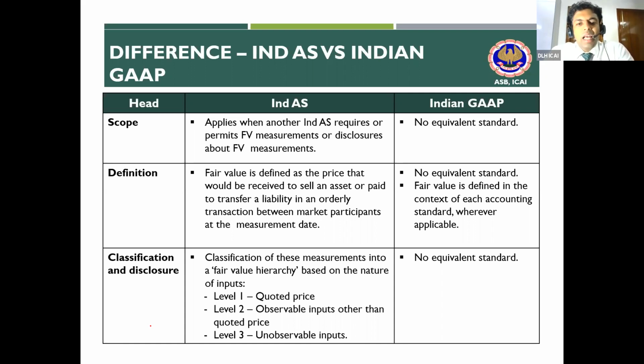Next, we have the classification and disclosure. So multiple disclosures need to be given in Ind AS standards like level 1, level 2, level 3, where level 1 is quoted price. Level 2 is observable inputs other than the quoted price, and level 3 is unobservable inputs. But under Indian GAAP, there is no such concept.